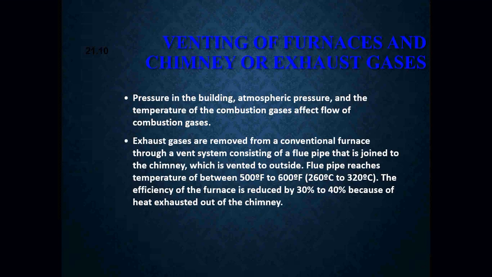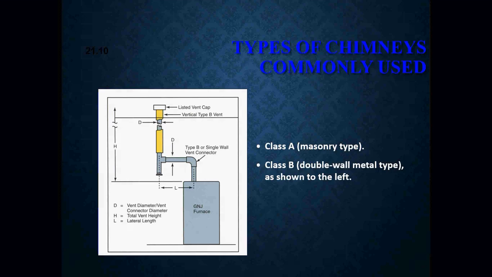Pressure in the building, atmospheric pressure, and the temperature of the combustion gas also affect the flow of your combustion gases. Exhaust gases are removed from a conventional furnace through the vent system, consisting of a flue pipe that is joined to the chimney, which is vented to the outside. Flue pipes can reach a temperature of 500 to 600 degrees. The efficiency of the furnace is reduced by 30 to 40% because heat is exhausted out of the chimney.